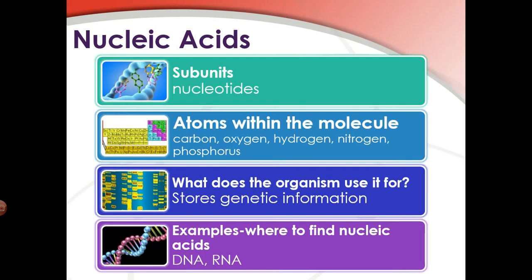And finally, our final type of macromolecule is the nucleic acid. These have subunits called nucleotides, and you can see in the picture here's one nucleotide. They contain carbon, oxygen, hydrogen, nitrogen, and phosphorus atoms. And these macromolecules are used for storing genetic information. Examples are DNA and RNA.